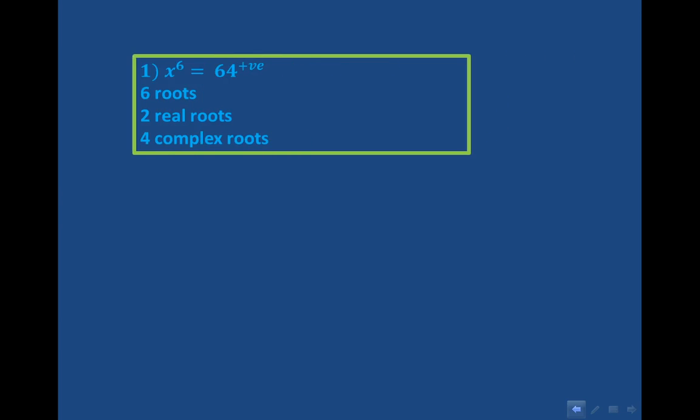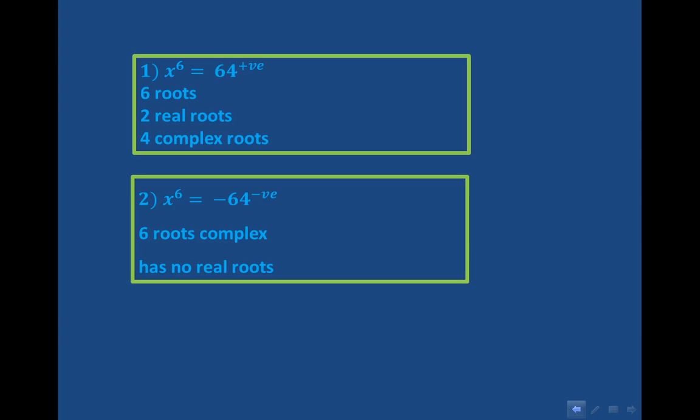For example, x power 6 equals 64. Here, x has an even power. Also here, the result is a positive value. Then, this equation has 6 roots. Take care, x is raised to power 6. Therefore, this equation has 6 roots: only 2 real roots and 4 complex roots.